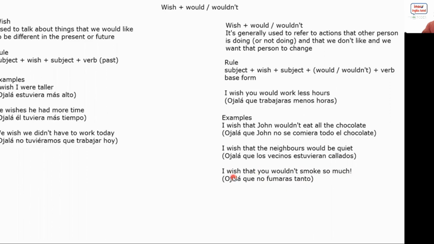Or maybe smoke less. Fumas mucho. Eso no me gusta. Quiero que cambies ese comportamiento. Que dejes de fumar o probablemente que fumes menos. Por lo tanto, utilizo el verbo wish más el auxiliar would en negativo. Would, para expresar que es algo que estás haciendo y que ya no quiero que hagas o que quiero que cambies. All right?